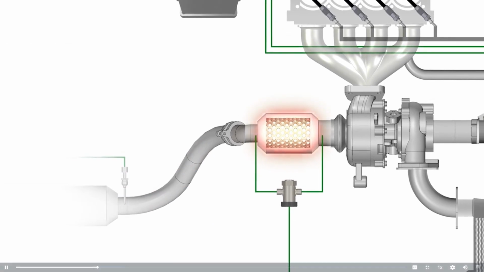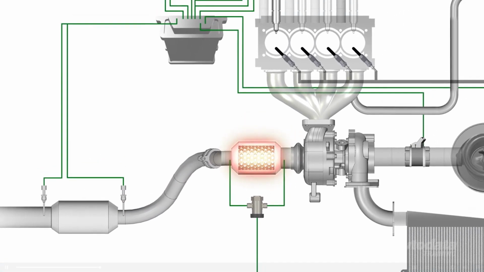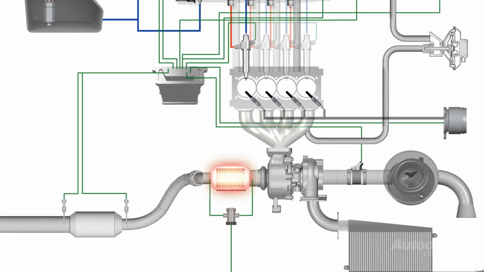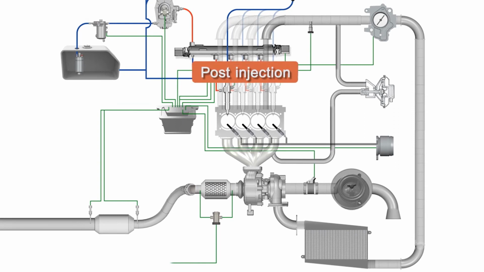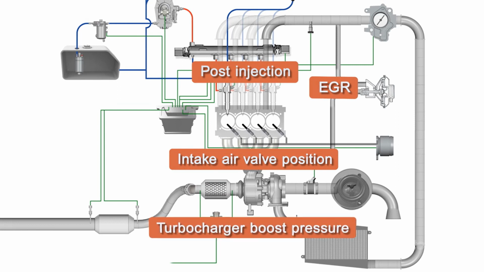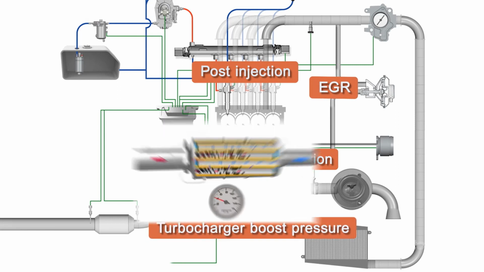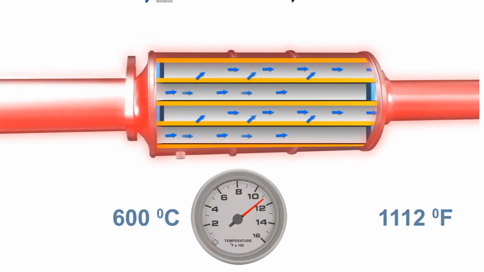When the particulate loading of the DPF reaches a predetermined level, the DPF is actively regenerated by adjusting various engine control functions such as post-injection, intake air valve position, EGR and turbocharger boost pressure. The prime objective of these functions is to raise the exhaust gas temperature to a predetermined level. For more information on DPF operation and construction, please watch our training video on DPF fundamentals.